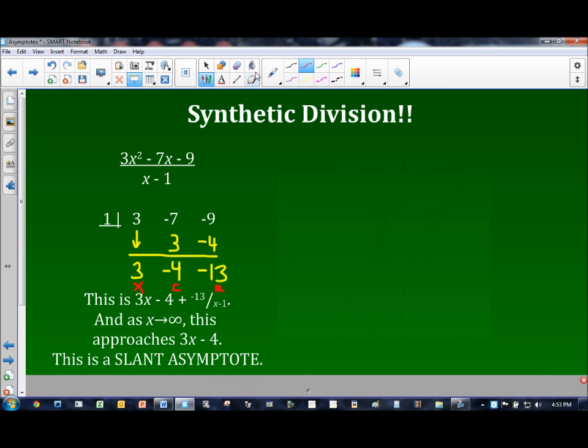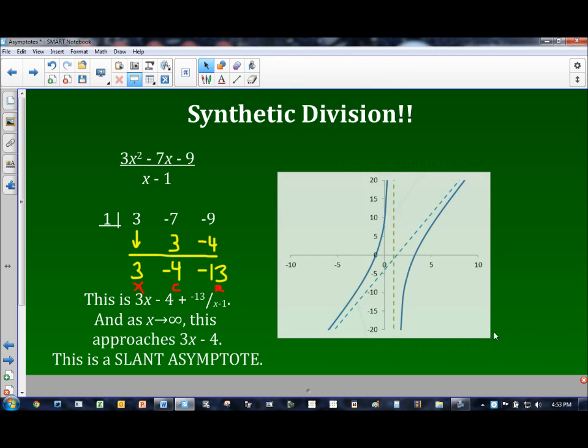So let's have a look at what that looks like. Here is the function as I would graph it. This dotted line right here, this gray one, is going to be my vertical asymptote of x equals 1, and then this blue line right here is going to be my slant asymptote of y equals 3x minus 4. So that's what that looks like with all the asymptotes drawn in.